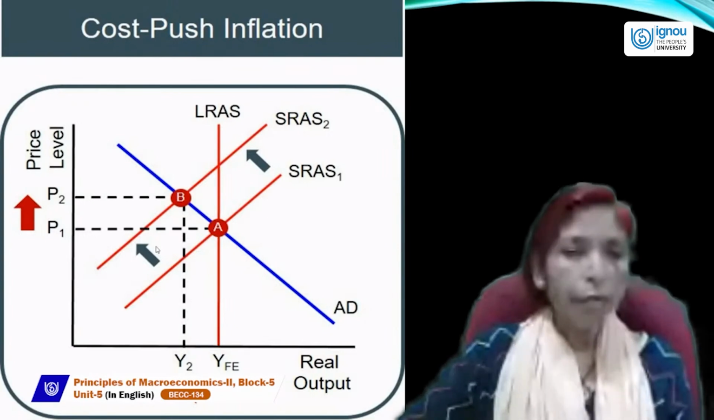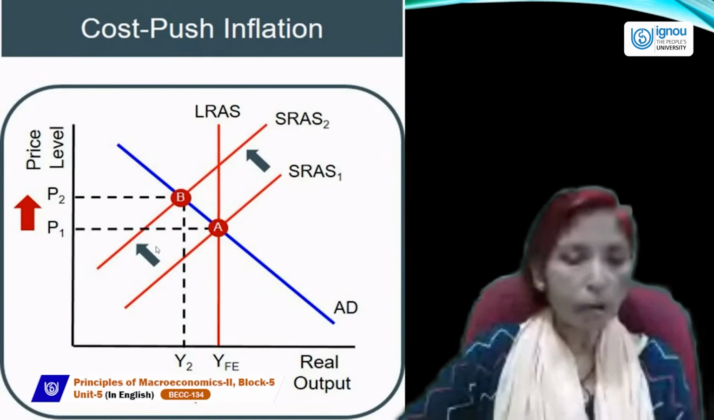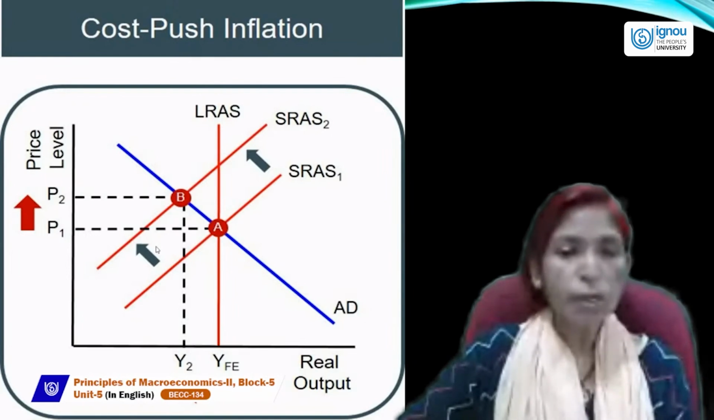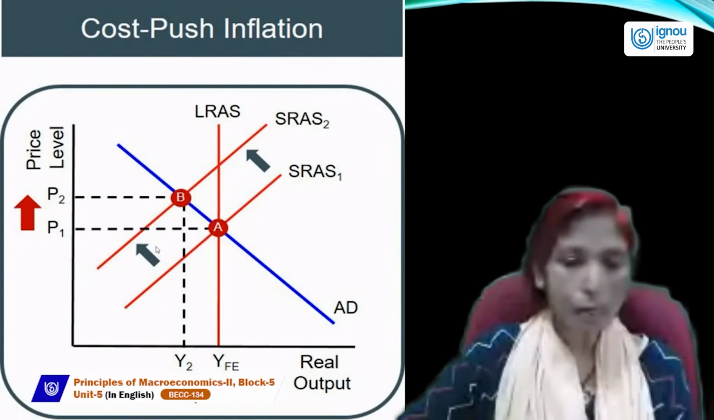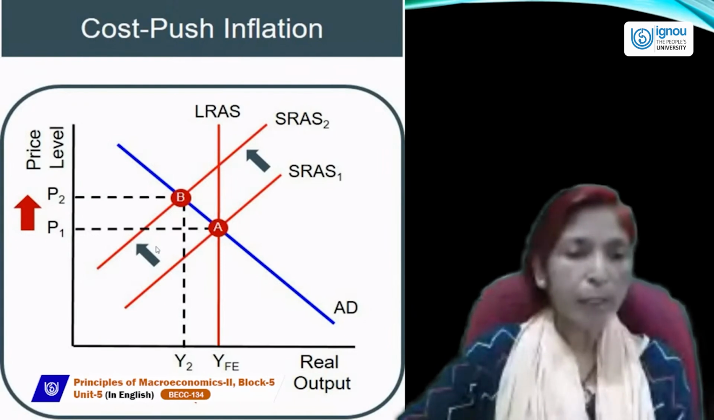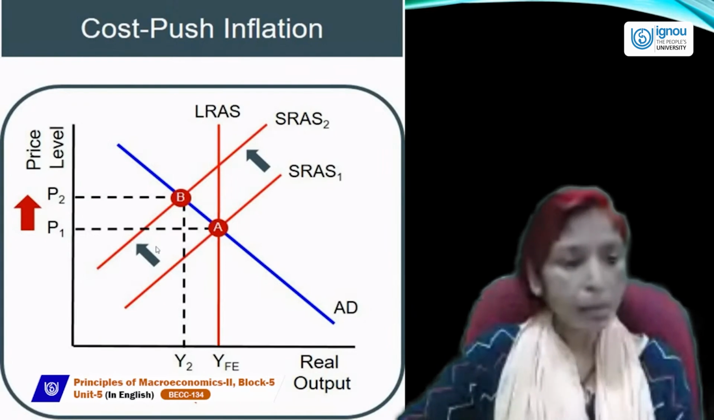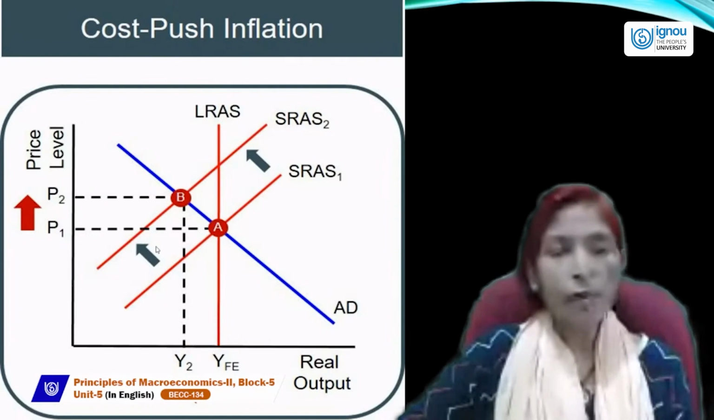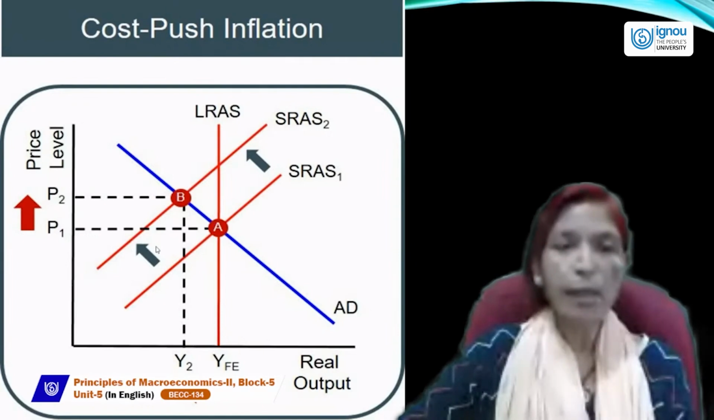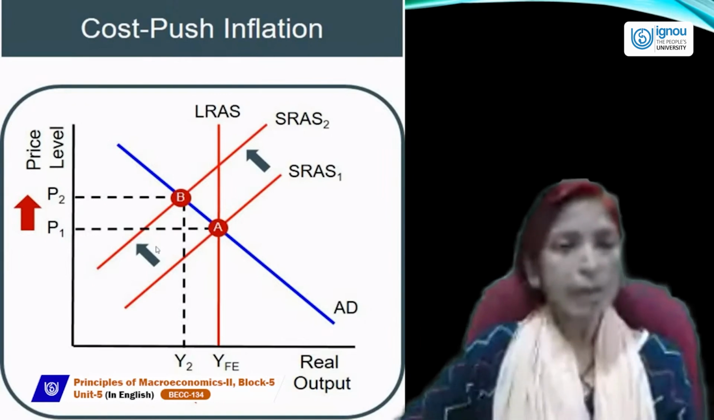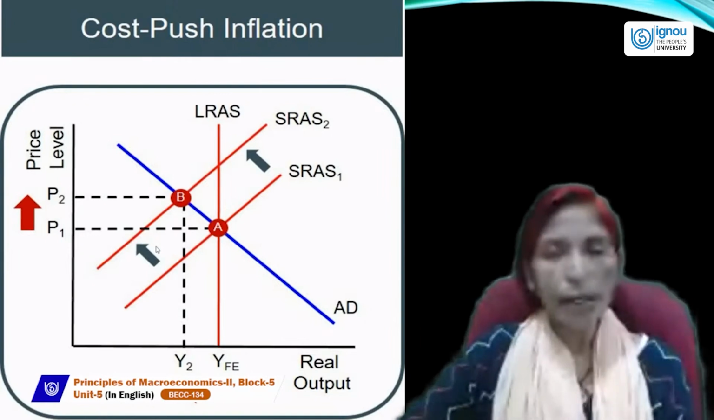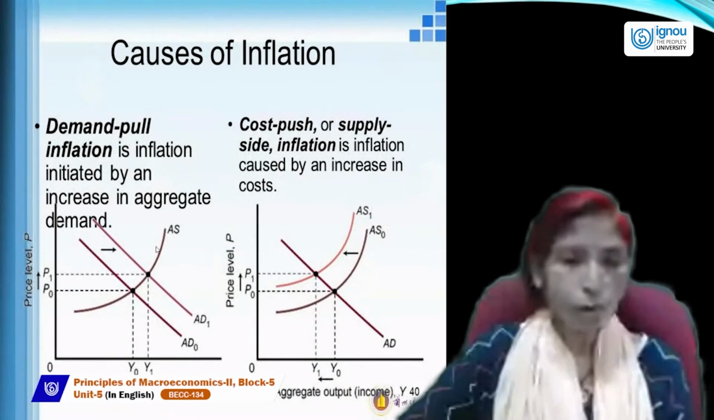y-axis. When aggregate supply falls, the SRAS curve will shift to the left-hand side due to an increase in the cost of production. The new equilibrium point will be B. At this equilibrium point, the price level will increase from P1 to P2 and the income level will fall from full employment income to Y2. So this is also the situation of cost push inflation according to the classical approach.